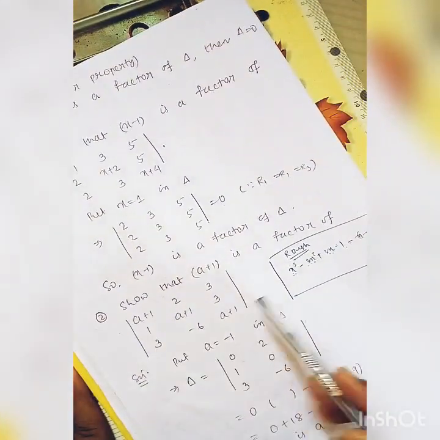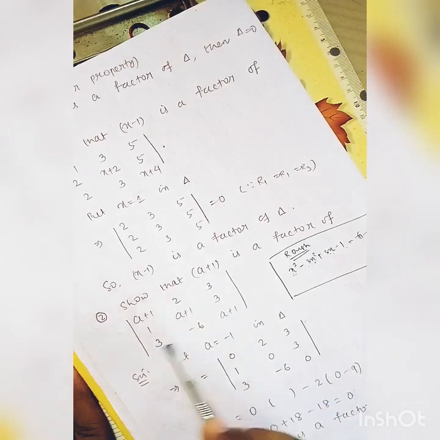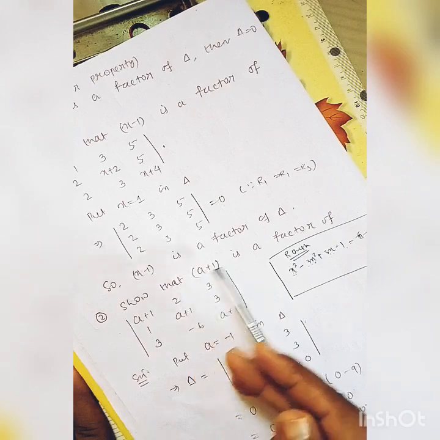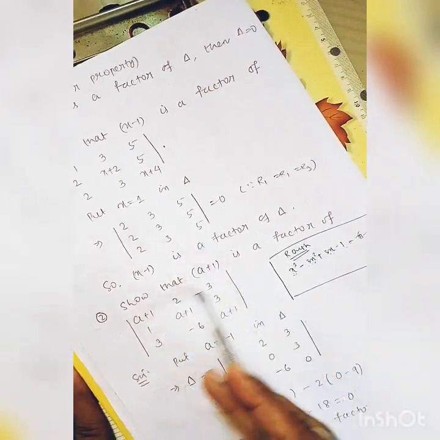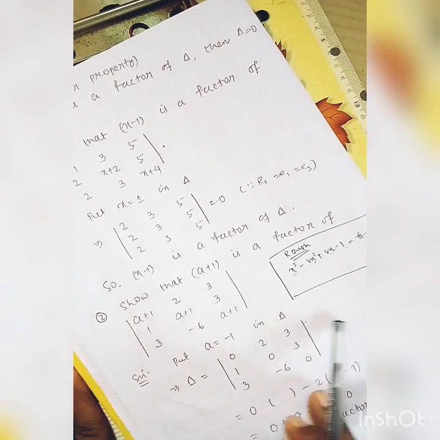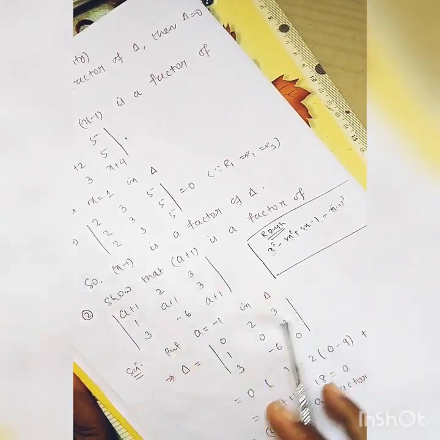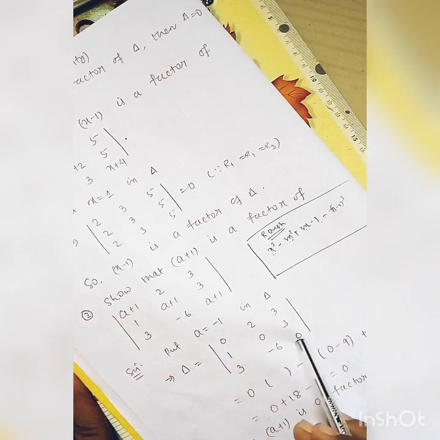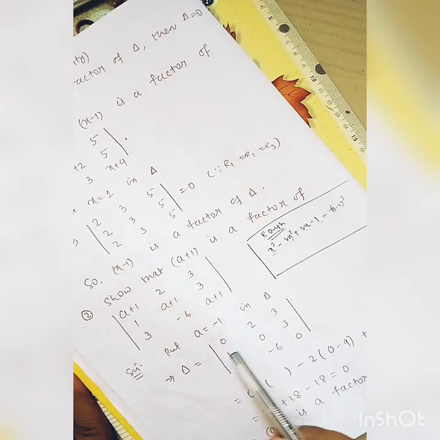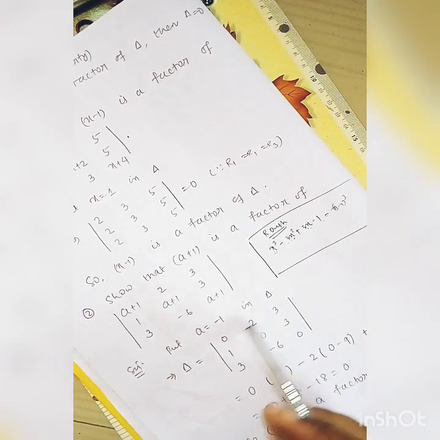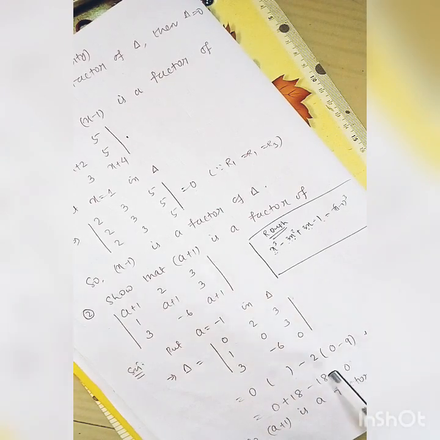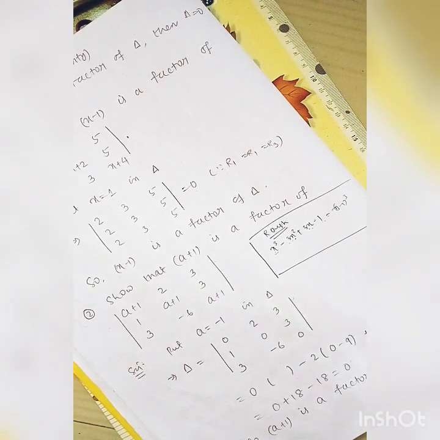Similarly, show that a plus 1 is a factor of this. If we expand this determinant, we get a polynomial in a. If you put a equal to minus 1, obviously it is 0. So by putting a equal to minus 1 in the determinant, we get minus 1 plus 1 0, it is 2 3, again 1 0 3, 3 minus 6 0. Evaluating this, 0 into something 0, minus 2 into, by deleting first row and second column, it is 0 minus 9, plus 3 into, by deleting first row and third column, it is determinant 1 0, 3 minus 6, that is minus 6 minus 0, that is plus 18, minus 18, 0. So a plus 1 is a factor of delta.